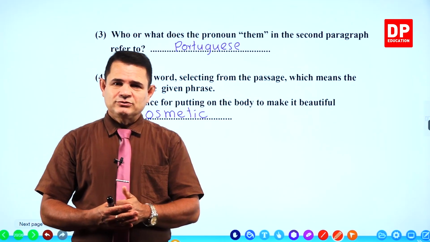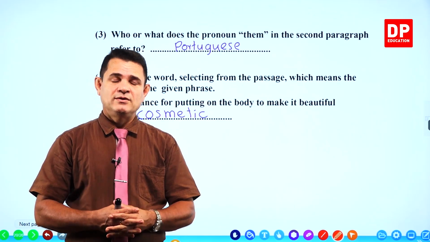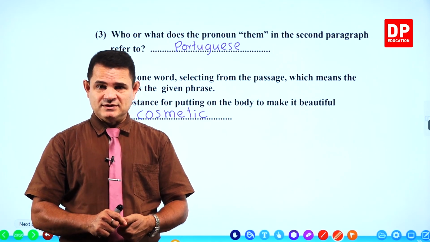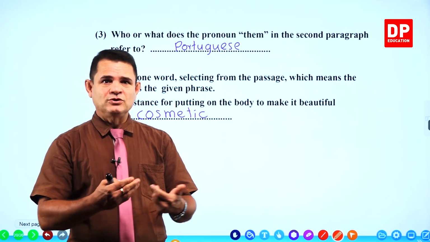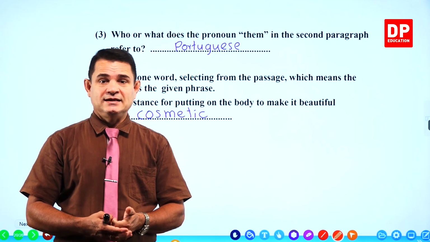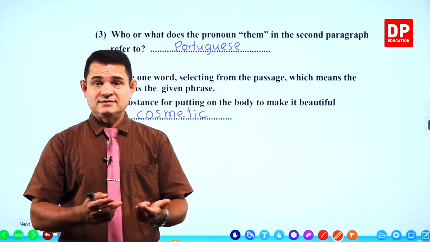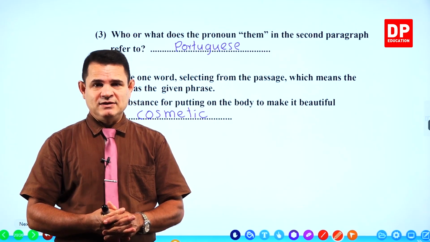So practice this thing. To make this question easy, I'll tell you, you better read more and more. Read newspapers, daily newspapers, weekly newspapers. Whenever possible, go to the library and read an English newspaper. Read books, read storybooks, magazines. Those will improve your reading ability.